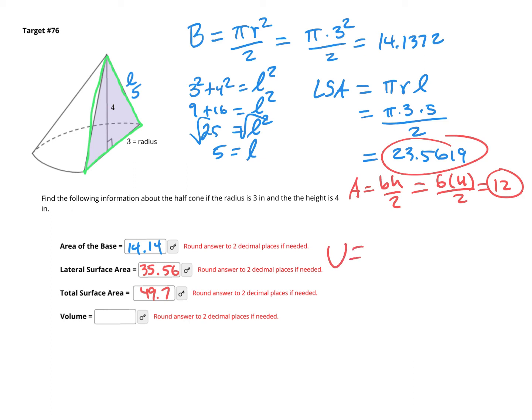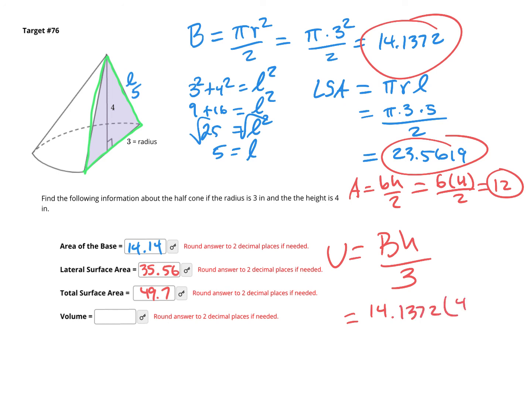Now, the volume of a cone is the area of the base times the height divided by 3. Well, we know the area of the base is 14.1372 times the height is 4, and then divide that by 3. So I have 14.1372 times 4 divided by 3, and I'm going to end up with a volume of 18.8496. So round to 2 decimal places, 18.8.